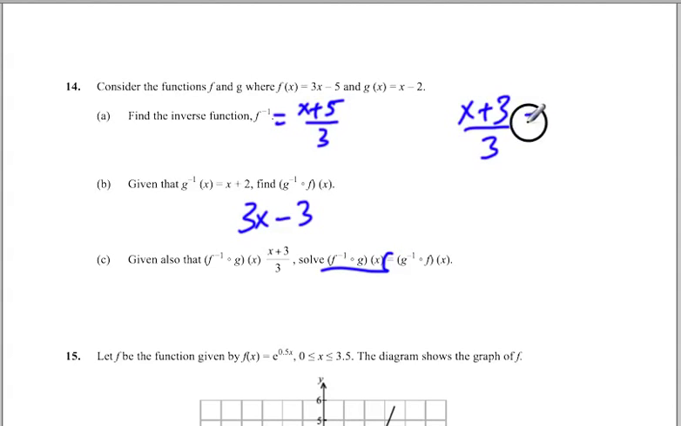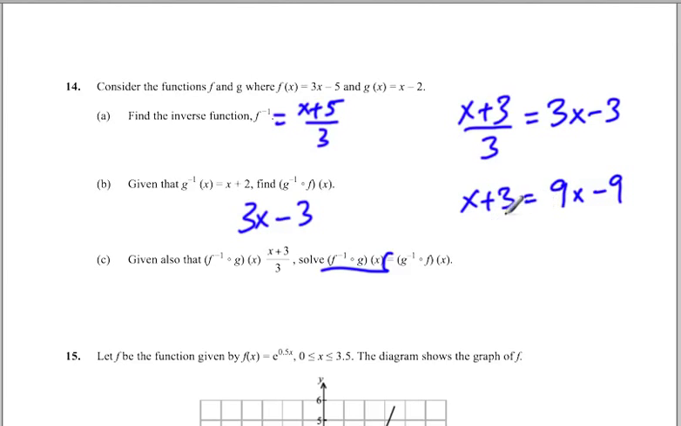Then there's an equal sign, and g inverse of f of x, which is this part right here, which is what we found, is 3x minus 3. So now this is actually a really easy question, because this is basic algebra, all we have to do is solve this equation. We multiply everything by 3, so x plus 3 is equal to 9x minus 9. It's 9 because 3 times all the 3's over here is 9.